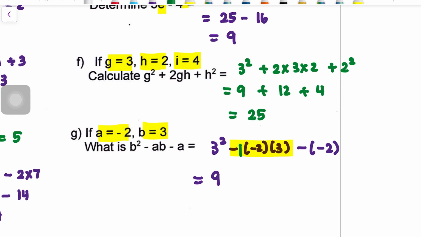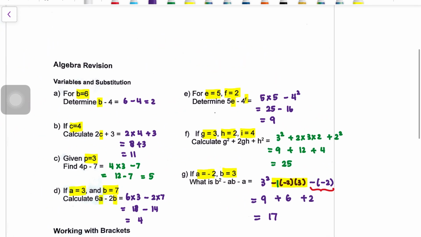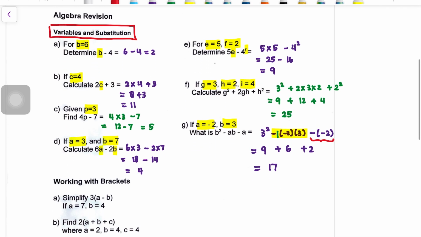2 times 3 is positive 6. So I'm going to write positive 6 for the highlighted part. And lastly, this negative 2 will turn into plus 2. So that will be 15 plus 2, 17. So that will be the answer to question part 1, where it says variables and substitution. In the next video, we'll be working with brackets.